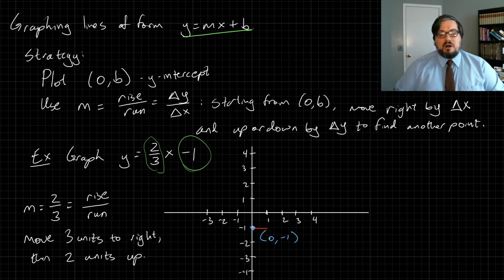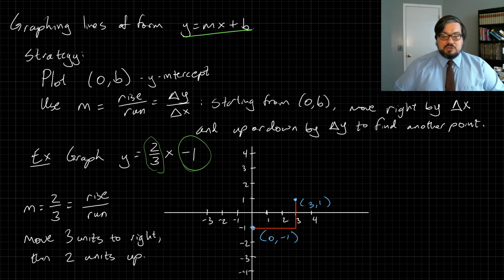So starting from the point that we have, (0, -1), we're going to move to the right by 3 and then up by 2. So we start at (0, -1). We move to the right by 3. That gets us to (3, -1). And then we move up by 2 in order to give ourselves the point (3, 1). And that's another point on the graph.